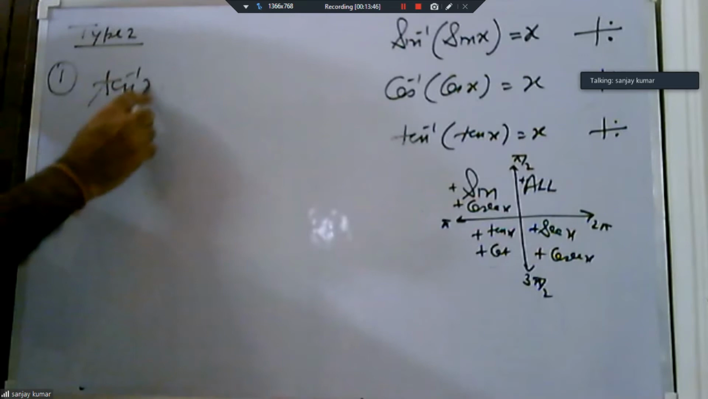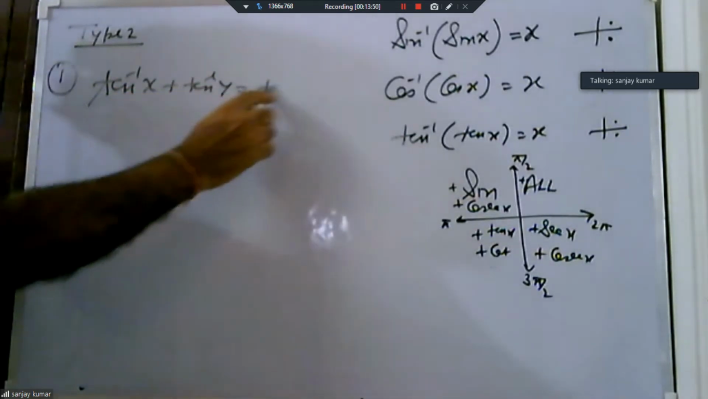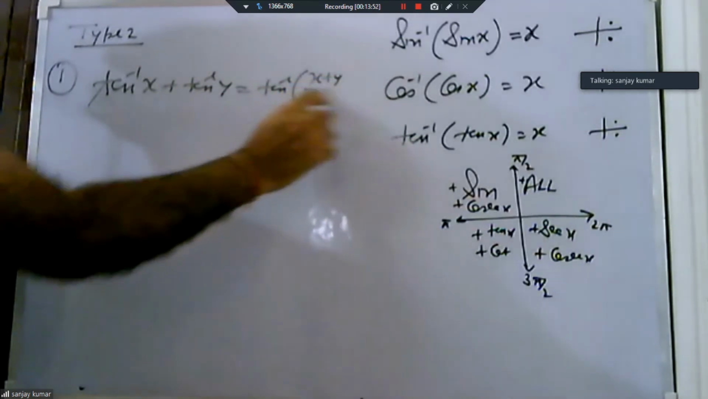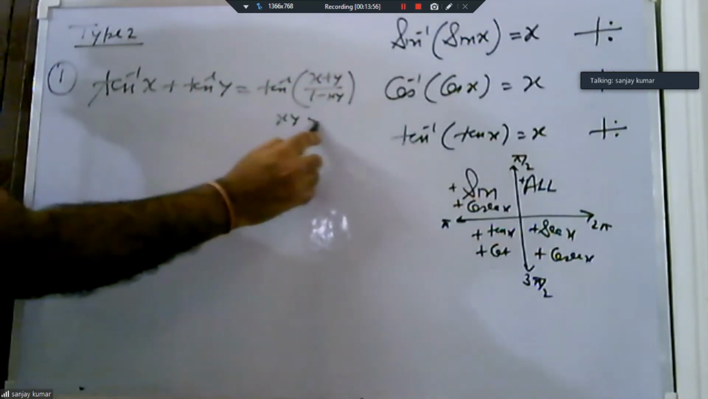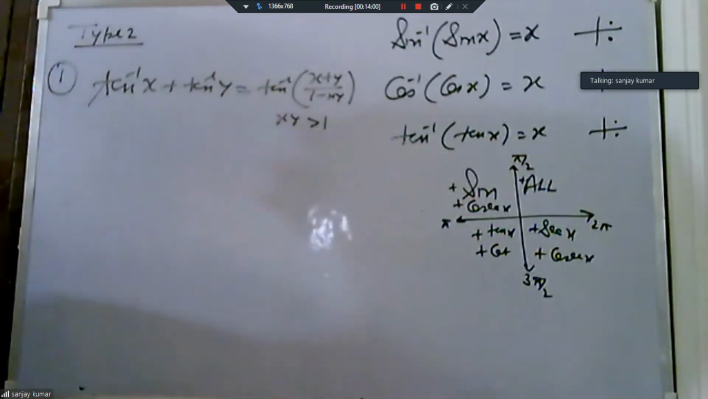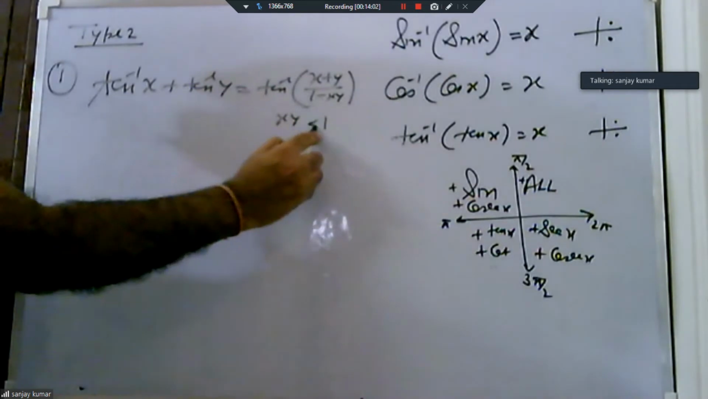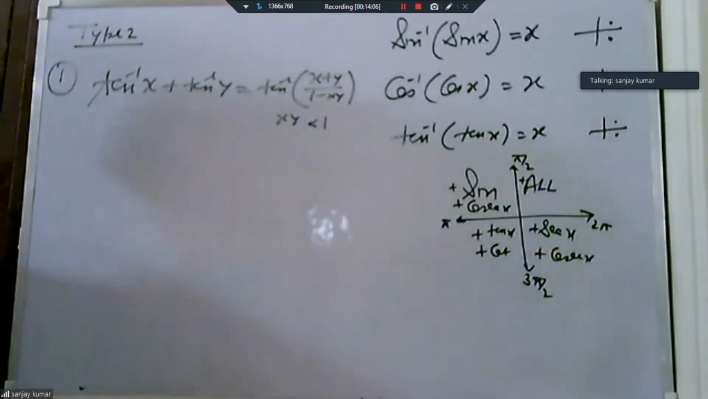Tan inverse of x plus tan inverse of y is tan inverse of (x plus y) upon (1 minus xy). Derivation is not in the syllabus, but for that you have a condition: xy should be less than 1, because if it is less than 1 then it is positive, otherwise it is negative. So your xy should be less than 1.